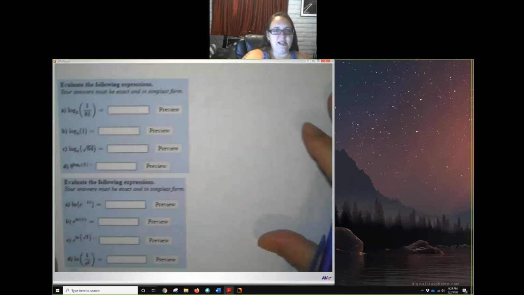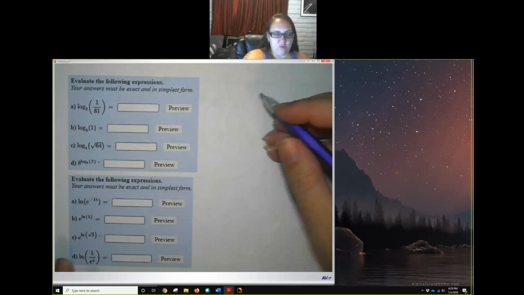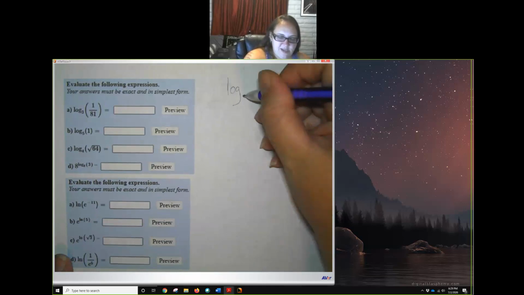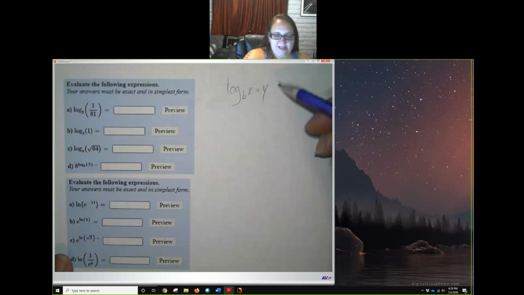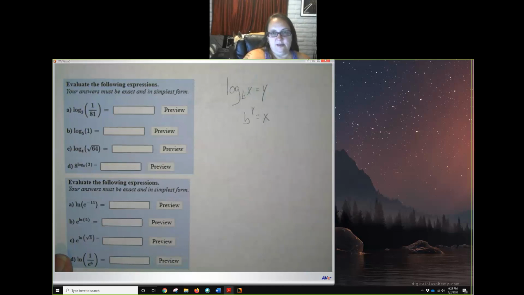Okay, so then the other part of today's notes was the beginning of logarithms. So logarithms and exponentials are inverses of one another. That means they undo one another. So if we have a log with base b of x equals y, we could rewrite this exact same equation as b to the y equals x. So these two statements are equivalent.